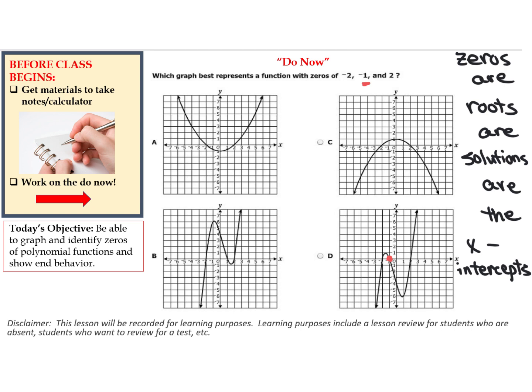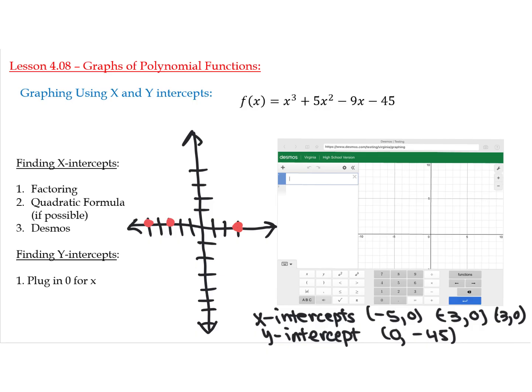So let's go ahead and look at the other zeros. A 0 of -2 means the graph crosses the x-axis at -2. And a 0 of +2 means it crosses at 2. Therefore, D would have been the correct choice.